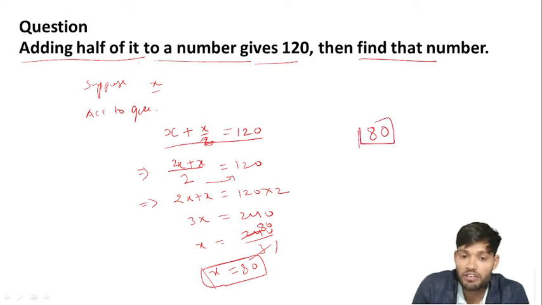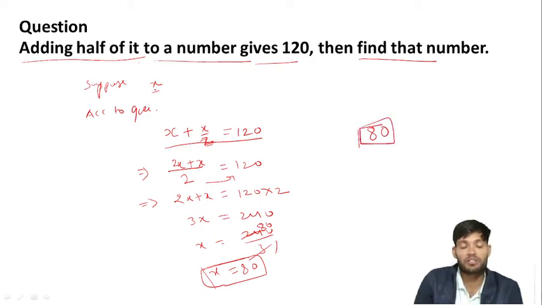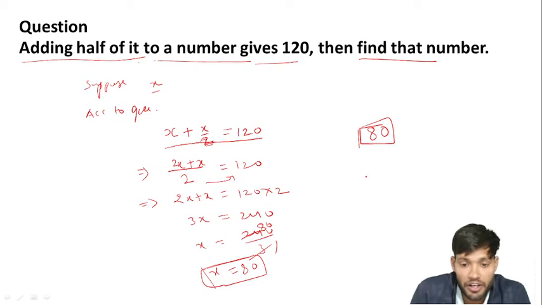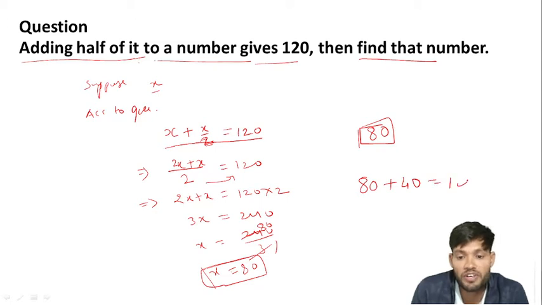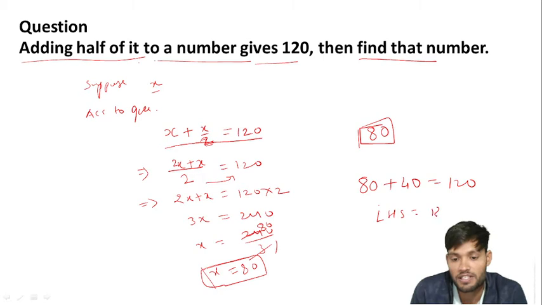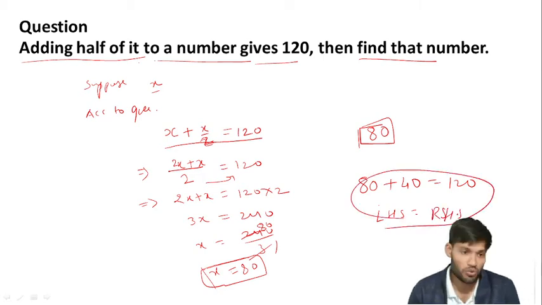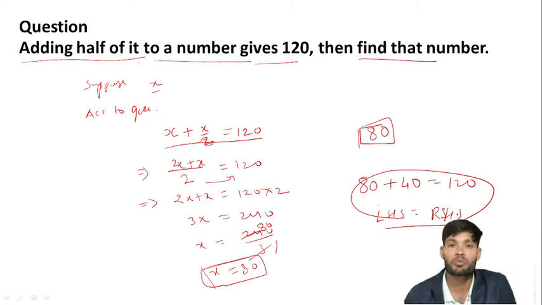If we want to check our answer, we can check it again. The number itself is 80 and half of it means 40. When we add both numbers, it gives 120. This is right, which means LHS is equal to RHS. Here our answer is right. So this is another format of problem solving with the help of a linear equation.